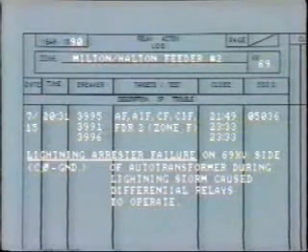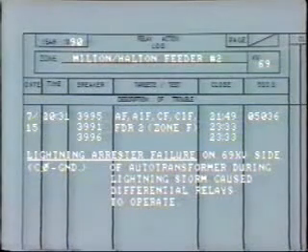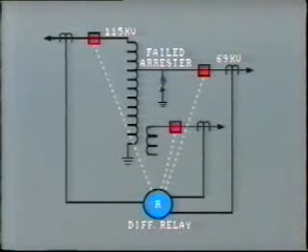Here is one example of a relay action log which reports upon failure of a lightning arrestor during a lightning storm. The failed arrestor was located on the low voltage side of a 115 to 69 kV auto transformer. The resulting fault within the transformer's zone of protection caused the differential relay to operate. This in turn tripped all three breakers, primary, secondary, and tertiary, to completely isolate the fault.